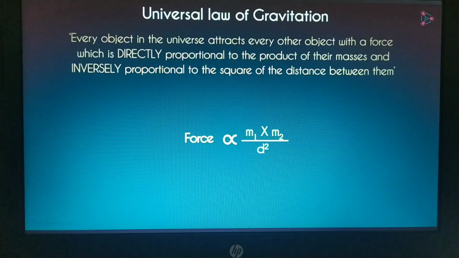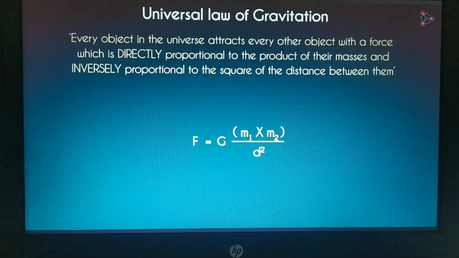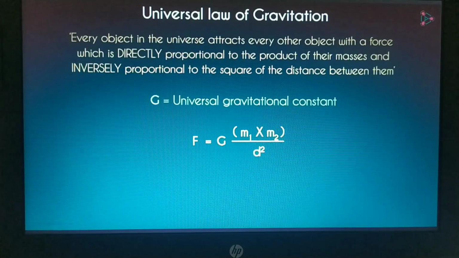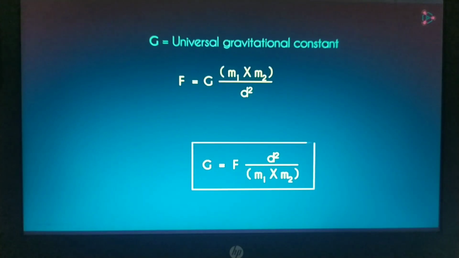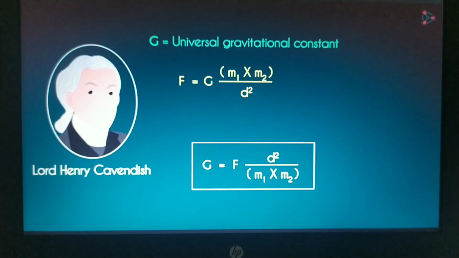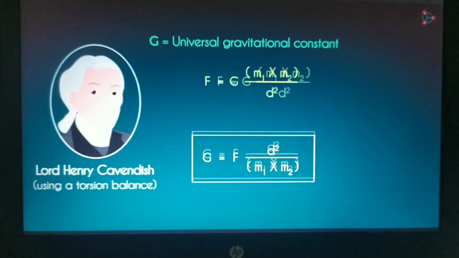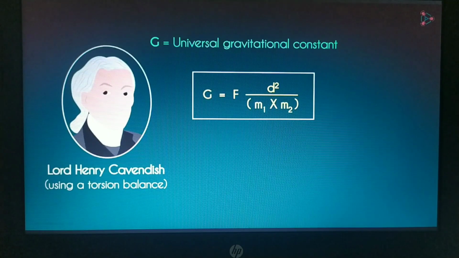This can be written as F equals G times m1 times m2 over d squared. G here is the constant of proportionality and is called the universal gravitational constant. The equation can be modified and written as G equals F times d squared over m1 times m2. The value of G was found out by Lord Henry Cavendish using a torsion balance. The universally accepted value of G is 6.673 times 10 raised to negative 11.